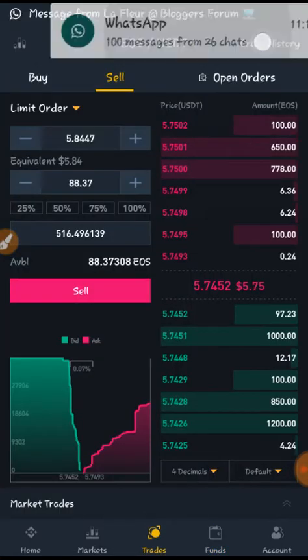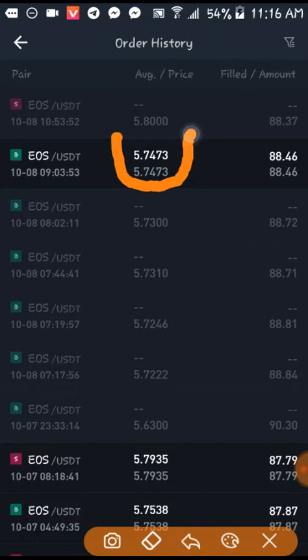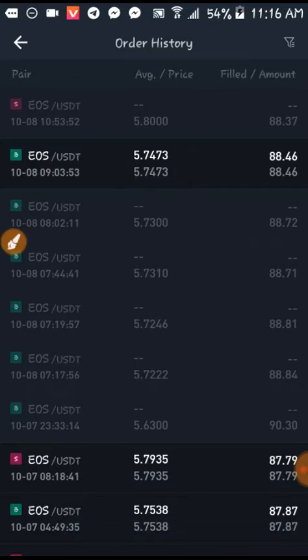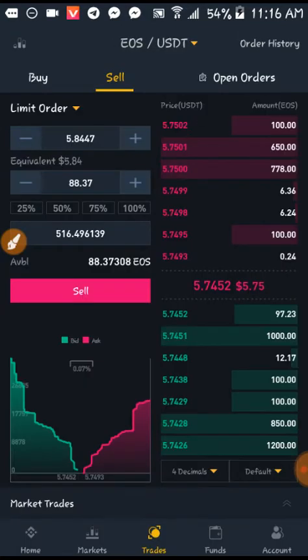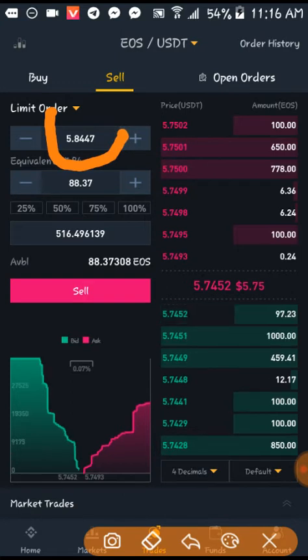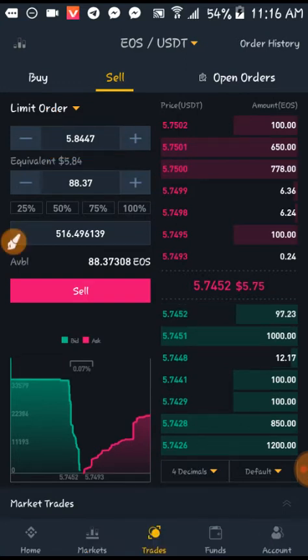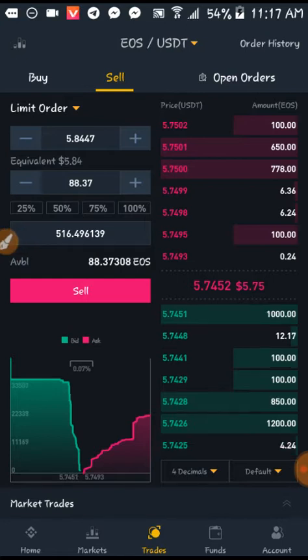So now that you bought at 5.7473, this is the price you bought at, and then you want to sell, you come and set your price bet at 5.8447, you are going to gain $8.5. Is somebody getting it? Are you getting the sense? So you can always increase the price or reduce it to whatever you want to.